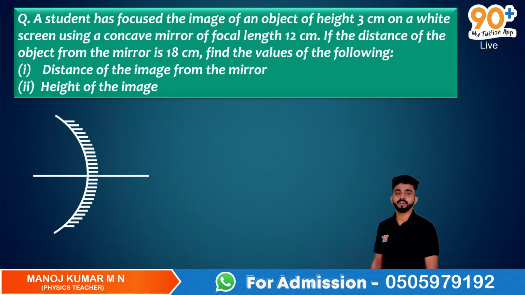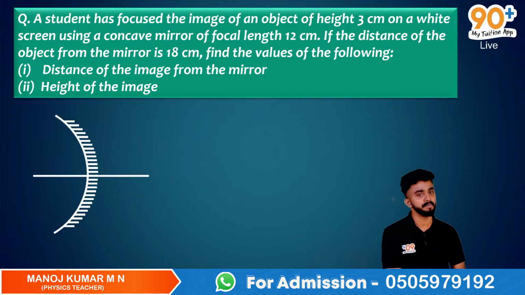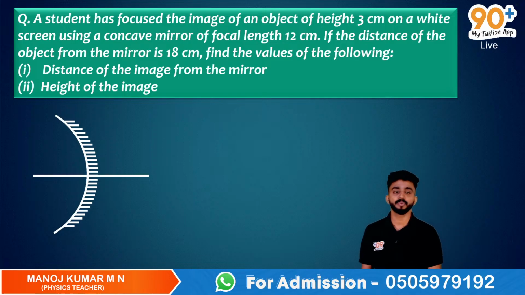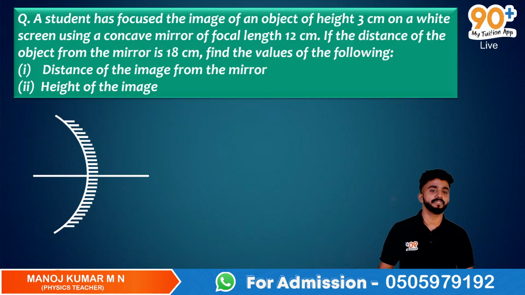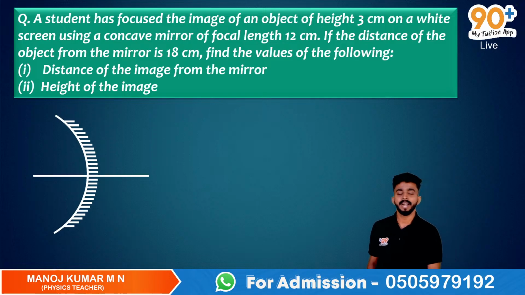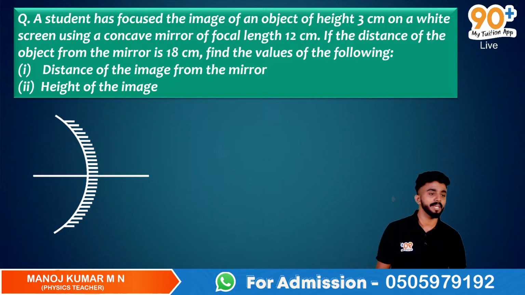A student has focused the image of an object of height 3 cm on a wide screen using a concave mirror of focal length 12 cm. If the distance of the object from the mirror is 18 cm, find the values of the following: distance of the image from the mirror, height of the image. So everyone try it out real quick.